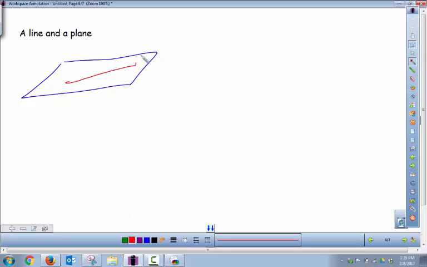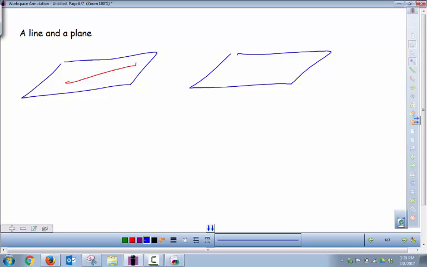So I don't know how many possibilities we came up with, but one possibility is that the line can actually be on the plane. The line could be parallel to the plane and not intersect, or the line can actually intersect the plane.